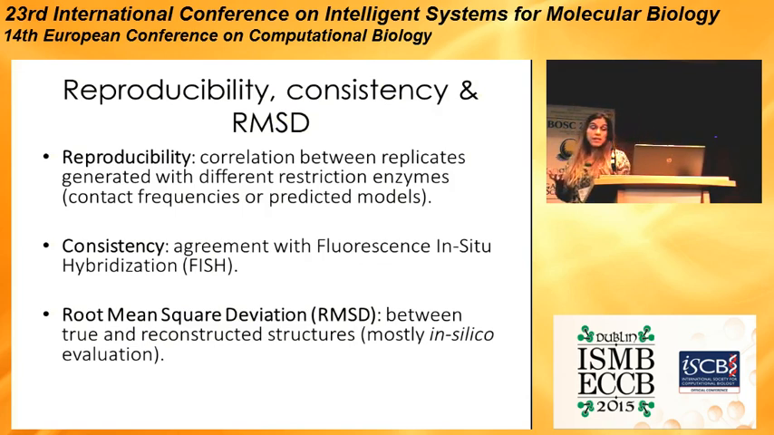The other measure is consistency. It's basically comparing with FISH, imaging techniques that already provided us with some knowledge. And the last one is root mean squared deviation, or RMSD, in addition to correlation with distances. And usually what you do here is the in silico evaluation.